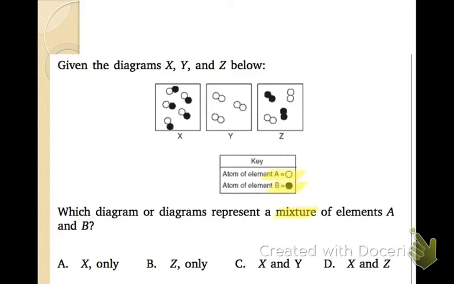So let's take a look at sample X. Sample X has both A and B, but they are chemically combined. So those are going to be compounds, not mixtures. Y just has element A, nothing of element B, and that is just going to be an element. So we have sample Z. Z has both A's and B's, and they're not chemically combined. They're together next to each other, but they're not chemically combined with one another. So Z is our only choice.